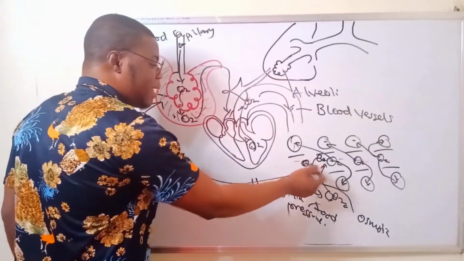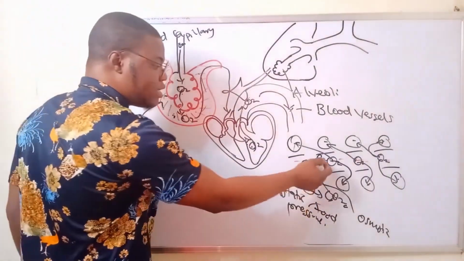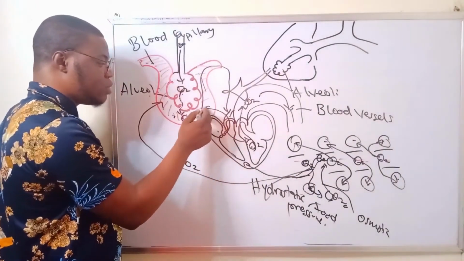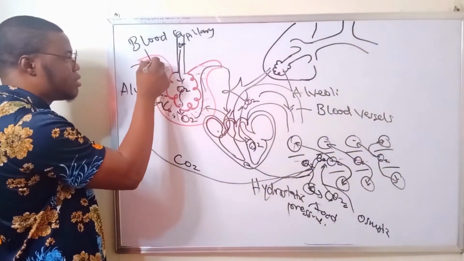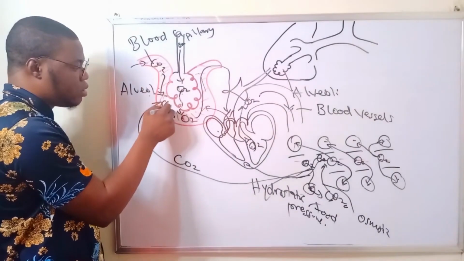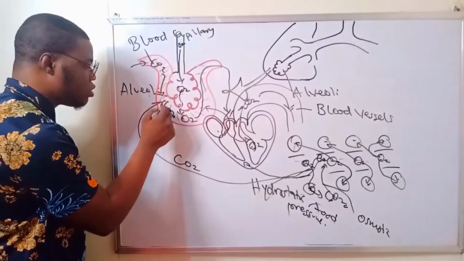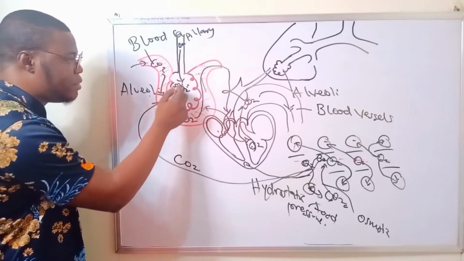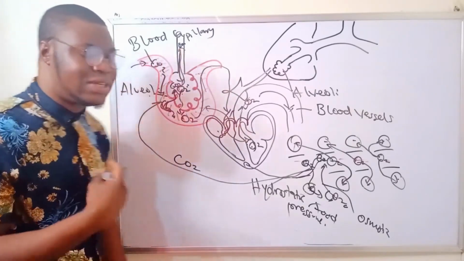The capillary bed is a blood vessel, so it's going to take the CO2 back into what? Back into the heart. And from the heart, the CO2 will go back into the lungs like this. I hope you are getting that. And once the CO2 reaches the lung, it's going to diffuse back into the alveoli, and from there, it's going to go out. And that's how we breathe out the carbon dioxide.